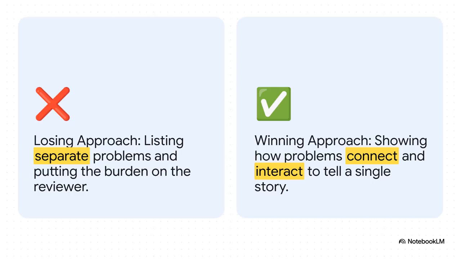Okay, check out the difference here, because this slide really lays it all out. On the left, you've got the losing approach. It's just a laundry list of separate diagnoses. It's kind of disorganized, and it makes the reviewer do all the work of connecting the dots. But the winning approach, over on the right, tells a story. It shows exactly how each impairment and side effect bumps into the next one, and how they all add up to make full-time work impossible.